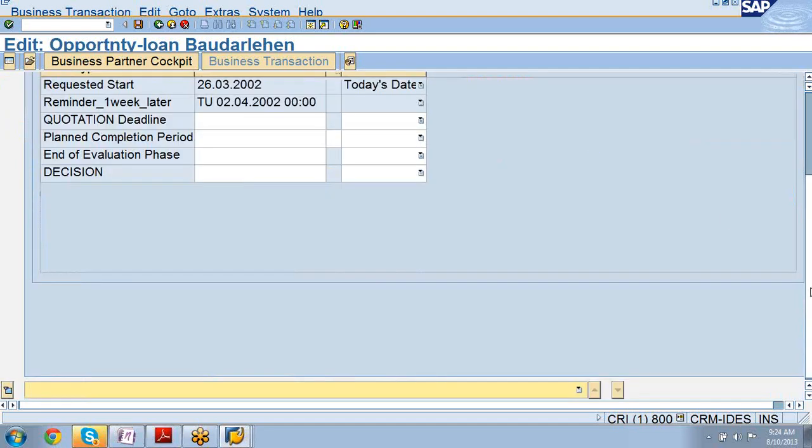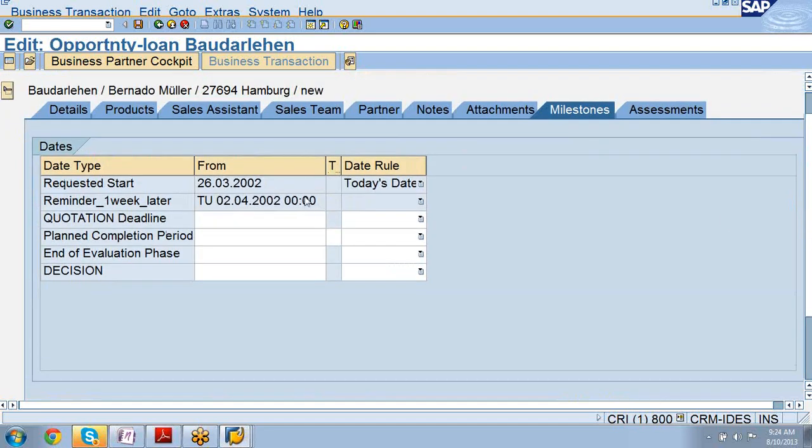You can also see some dates, like the deadline for the quotation post opportunity, the completion period, and the evaluation phase date. All these things can be replanned. Suppose for these milestones you want a different date mechanism, we can change this date mechanism. Then attachments.